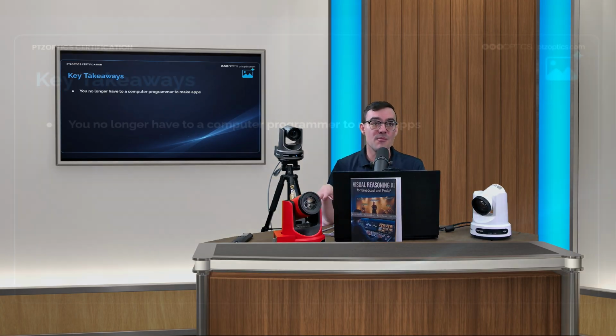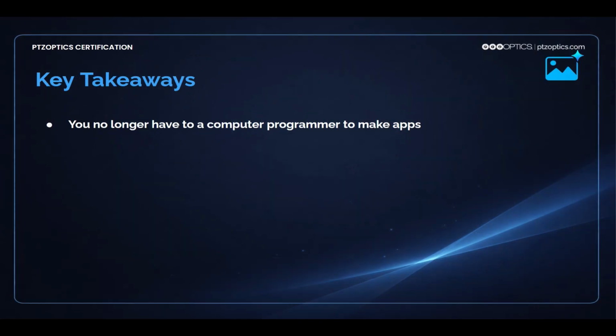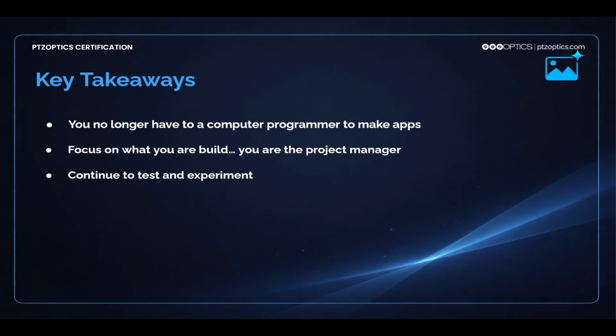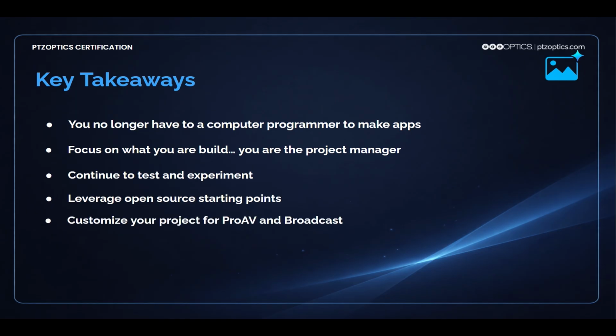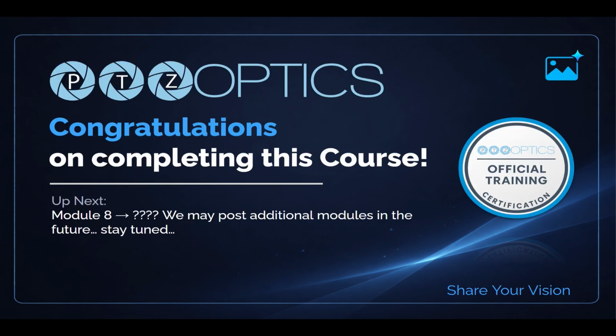So that brings us to the key takeaways, which you no longer have to be a computer programmer to make these types of apps. You can focus on what you want to build. You're the project manager now. Might be the bug tester too, but you're not the computer programmer anymore. Just continue to test, continue to experiment, leverage open source starting points, right? Like the visual reasoning course. There's so many great open source projects that you can customize for your next Pro AV and broadcast course.